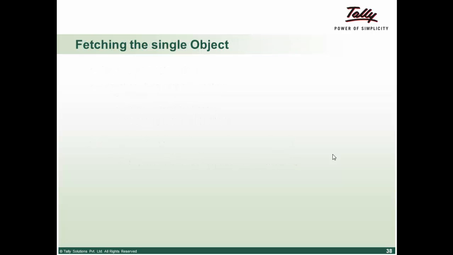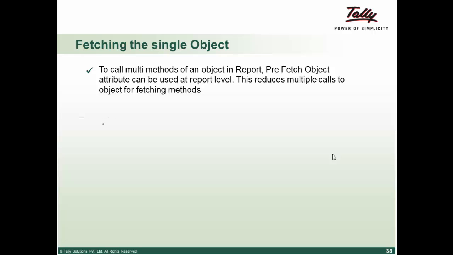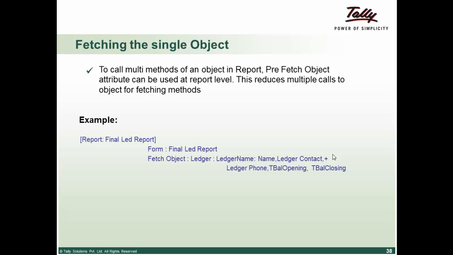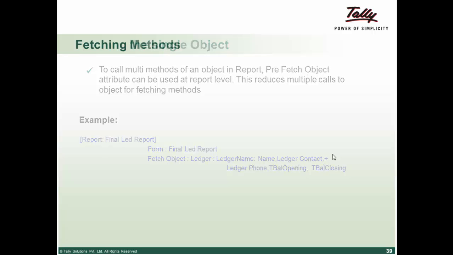How are we going to do this? Very simple. When you talk about fetching the single object, to call multiple objects of a report in a report, the prefetch object attribute can be used at report level, and this reduces multiple calls for fetching the object methods. So somewhere down the report you have the object to be called, and if it's one typical object that you will require always for this report, fetch it at the report level. If not, if you don't need it at that report level, and based on the value that you have at a field level you have to call it, then call it there.